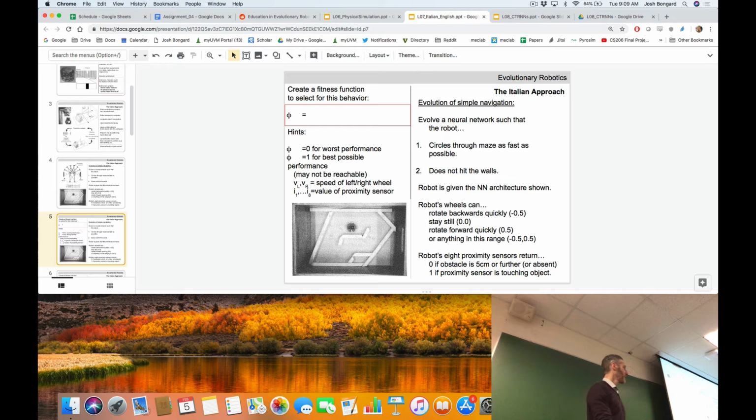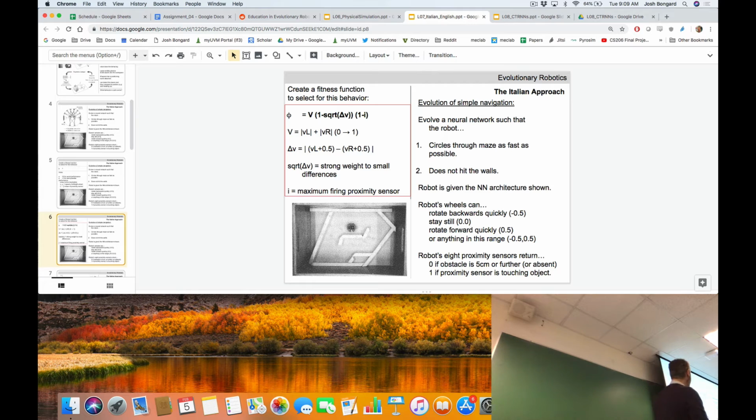If VL and VR have the same sign, then it's moving. What if they have different signs? What does that mean? It's turning, right? Okay, so let's have a look at what they actually did.